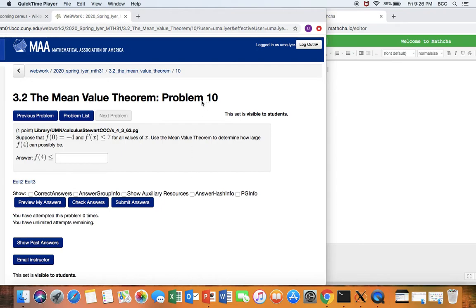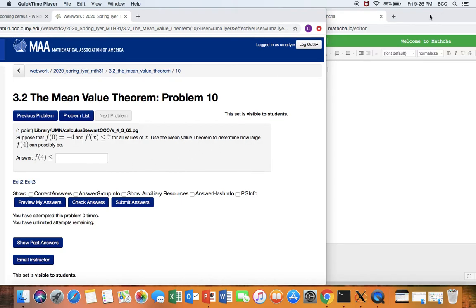Come back. Last problem in this section, section 3.2. You are told, suppose f at 0 is -4, f prime x is less than or equal to 7 for all values of x. Use the mean value theorem to determine how large f at 4 can be. Okay, they are talking about mean value theorem.